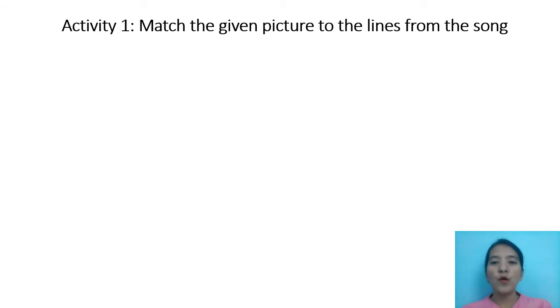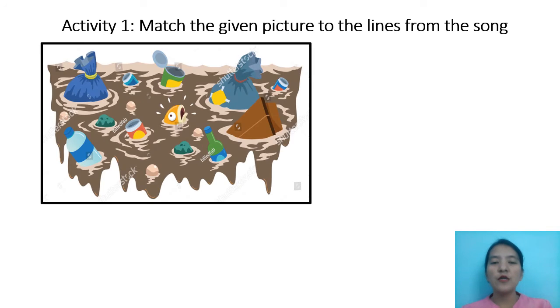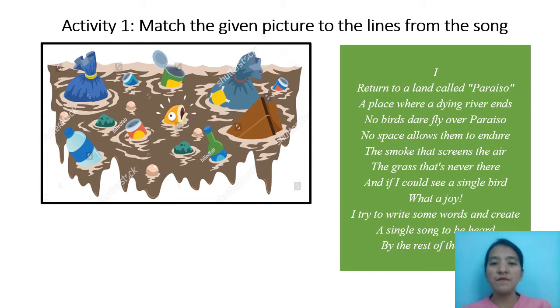This time, we're going to match the picture to the lines from the song. Here's the first picture. And these are the lines from the song. Now, to what line does this picture match? Yes, you're right. It is in line 2 of this stanza, which is a place where a drying river ends.